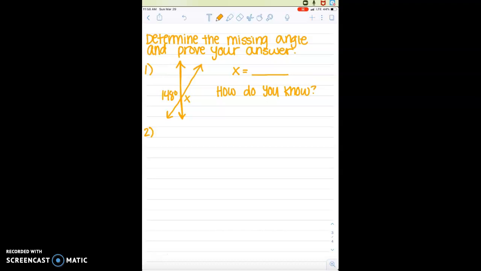For number 2, we're going to draw this model as well. And I'm going to label my big angle with 117 degrees, so I know the whole thing is 117, but I'm going to split that into 2 angles. I am going to label the larger one with 94 degrees and the smaller one with x. For this one, we are going to write an equation to solve.